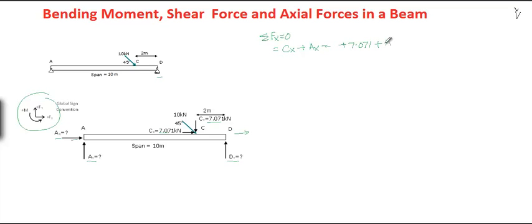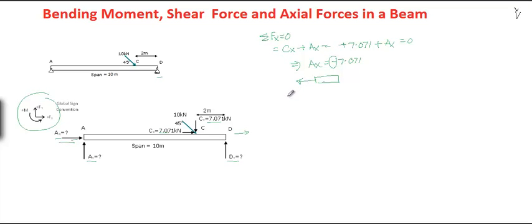So plus 7.071 plus Ax equals 0. So we get Ax equals negative 7.071, which indicates Ax is opposite to that we assumed for the unknown support force in the free body diagram. The free body diagram shows Ax to the right, so Ax must be left because we got the negative sign. This indicates that the axial force at A is in tension, that is, away from the beam.